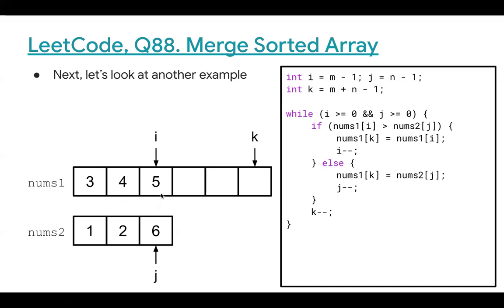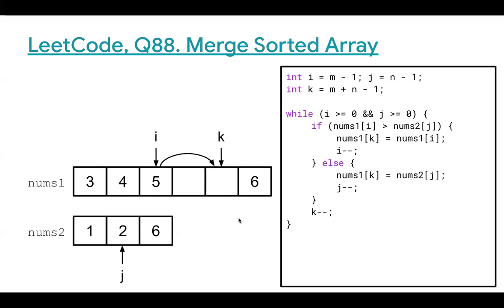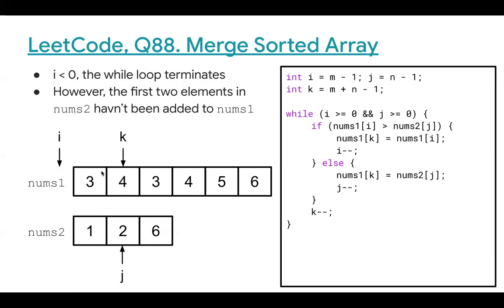Again, we first compare the elements pointed by i and j, and then we place the larger one at k. So like this, and then we compare 2 and 5, so it should be 5, right? And then 4 and 2, it should be 4, and then 3 and 2, it should be 3, right? Okay, now i is smaller than 0. Now, when i is smaller than 0, the while loop terminates. Right? The while loop terminates.